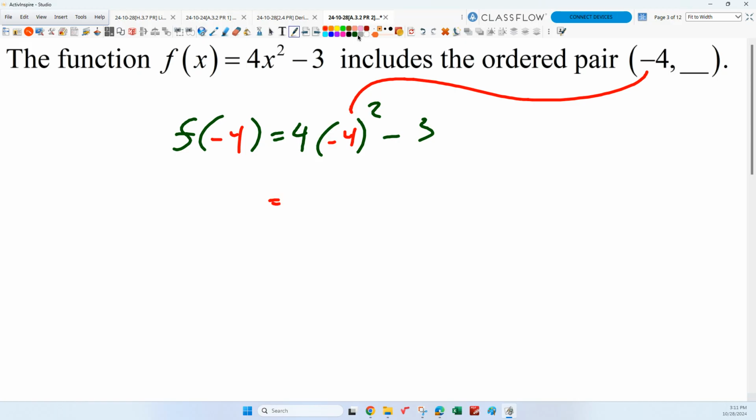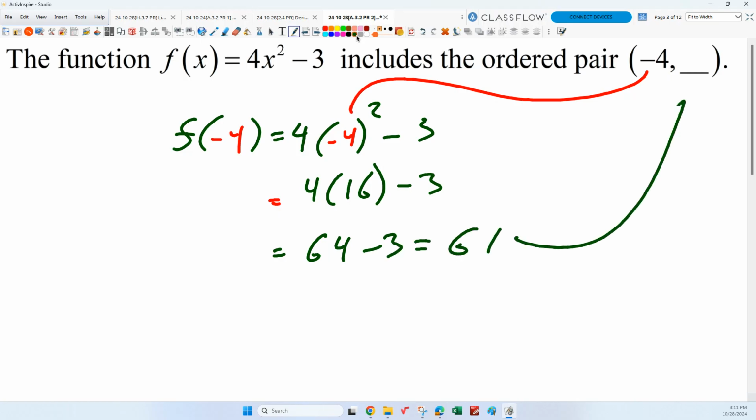16. Good. So I get 4 times 16 minus 3. What's 4 times 16? 64. 64 minus 3 is 61, which is our output value. That's the y coordinate that we get when we input that x coordinate. Okay, everybody see that?